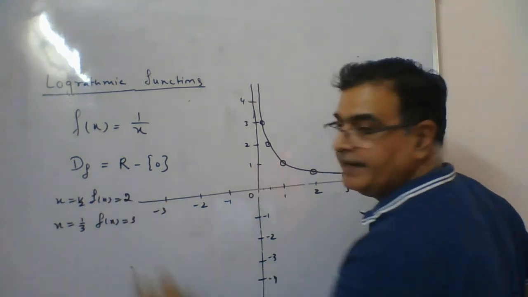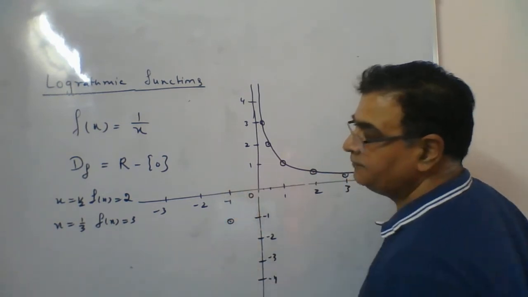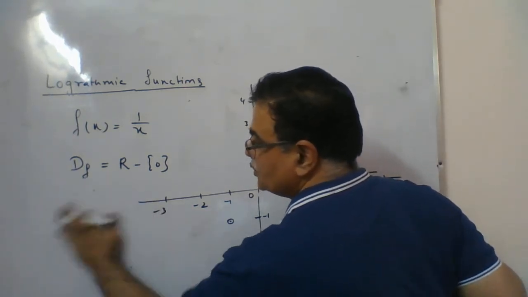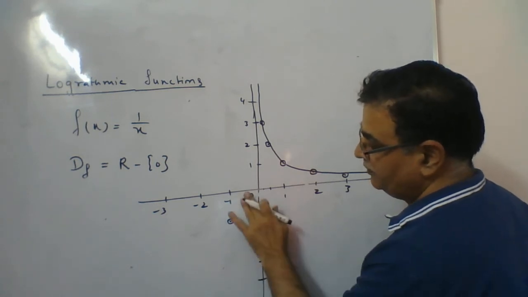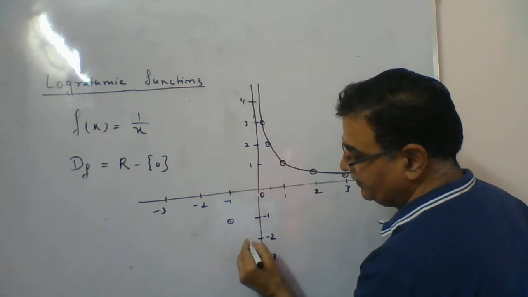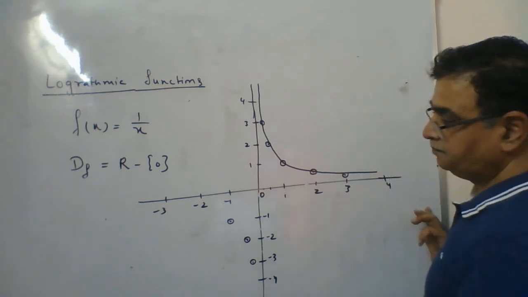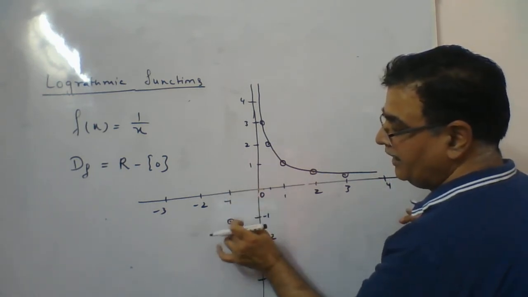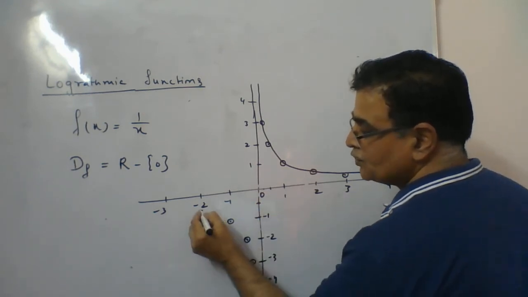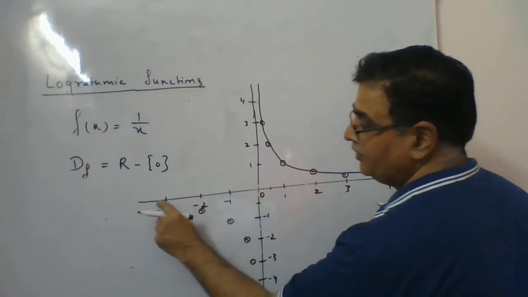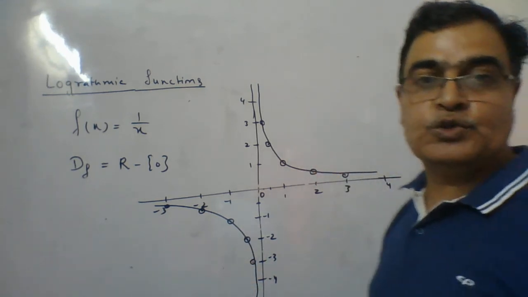Same way when you go for the negative side. When you go for the negative side, 0 is not defined, -1 it's -1. When you go -2, what will the value be? -half. -half will be somewhere here, so it's here. Then -3 it's -1/3 here. Then we go for values between -1 and 0. -1 it's -1, then -half if I take, the value goes -2. -1/3 I'll take, it will go -3. So the graph goes like this.